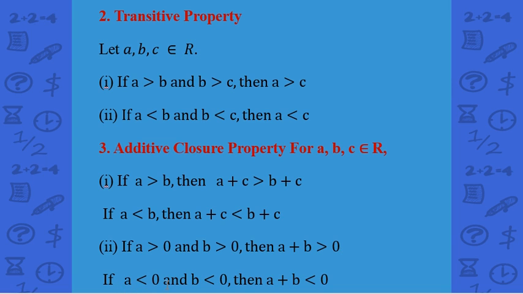If A is less than 0 and B is less than 0, then A plus B is also less than 0. It means if both the numbers are negative and I am adding them, my answer will also be a negative number. For example, A is minus 1 and B is minus 2. Then minus 1 plus minus 2 will be equal to minus 3. So minus 3 is a negative number, less than 0.